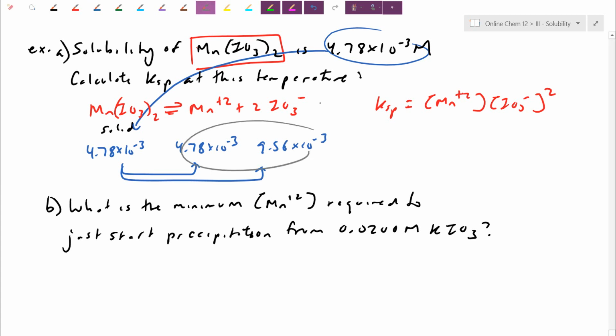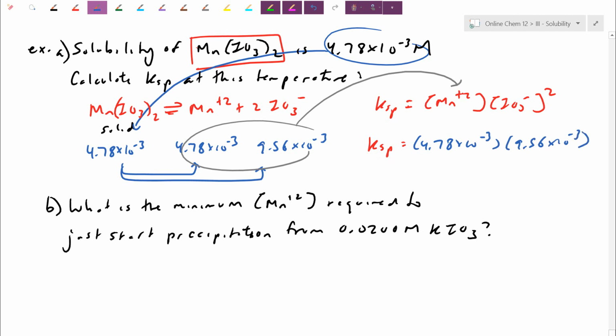Anytime you have these two numbers, you can plug them directly into the KSP expression. So KSP here is equal to our 4.78 times 10 to the negative 3. The iodate here is 9.56 times 10 to the negative 3. Yes, I've already doubled it in following the mole ratio. I still have to square it because these are two separate equations. So what is the equilibrium constant supposed to be at this temperature? 4.78 e negative 3 times 9.56 e negative 3, do that twice. And I'm getting a KSP value of 4.37 times 10 to the negative 7.